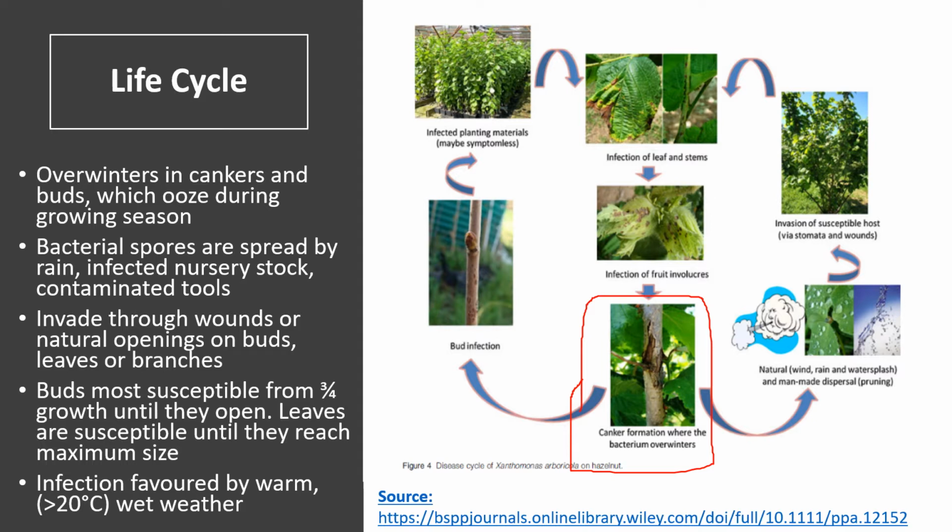The bacteria can also be spread mechanically if they get onto pruning tools or other equipment and then are moved onto other trees. And that is actually an important factor in the spread of bacterial blight between hazelnut plants.